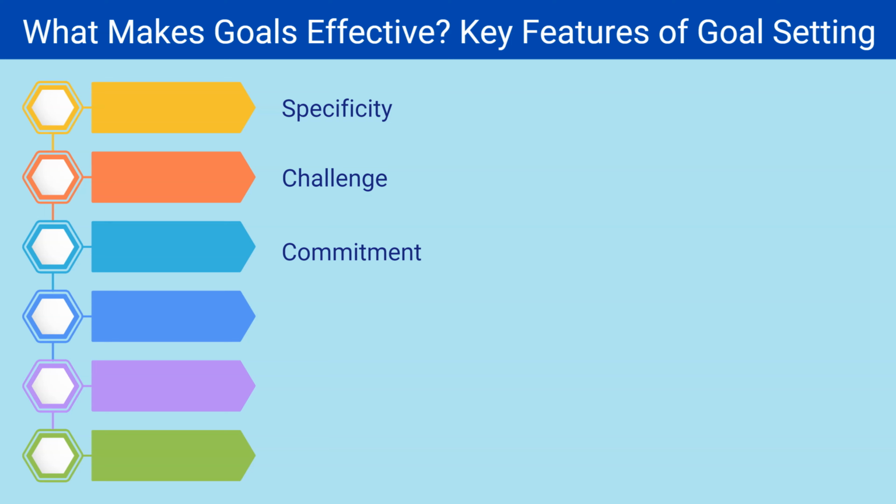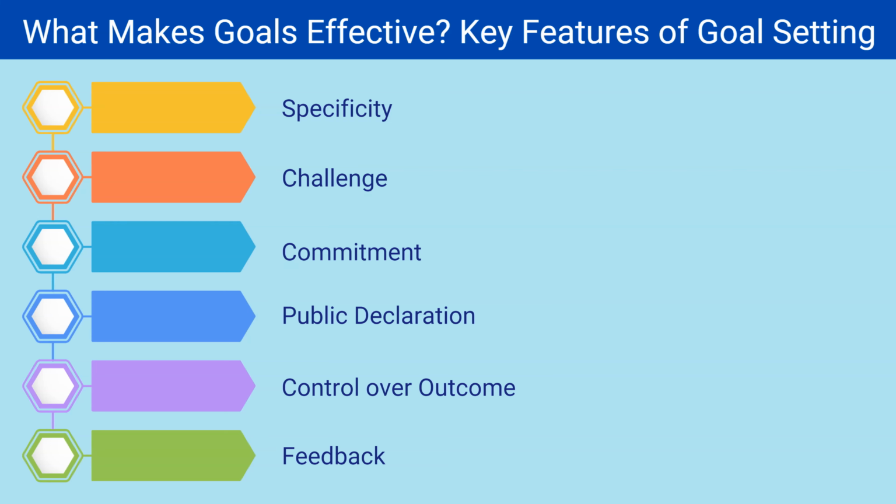Commitment. The more committed a person is, the harder they'll work. Commitment grows when goals are seen as important and achievable. Public declaration. Sharing goals increases accountability. When others know what you're aiming for, you're more likely to follow through. Control over outcome. Motivation drops when success depends on luck or someone else's decision. People need to feel their actions make a difference. Feedback. Ongoing feedback helps people know if they're on track and adjust when they're not.